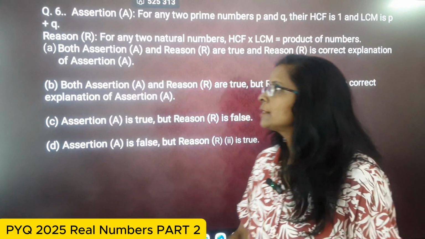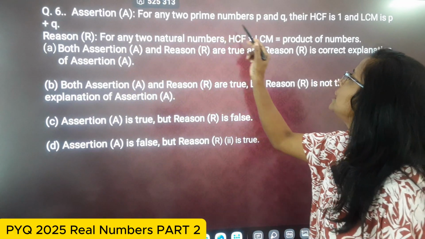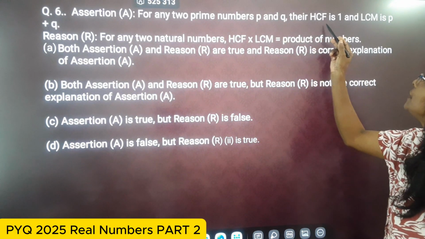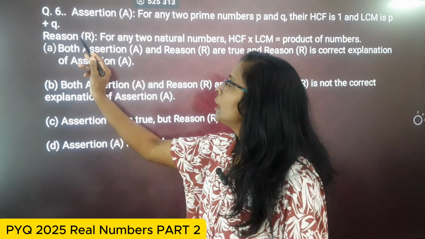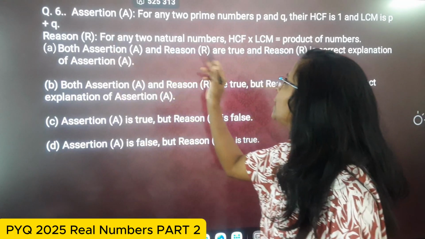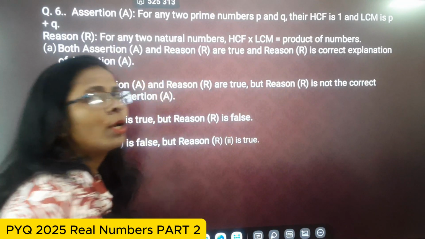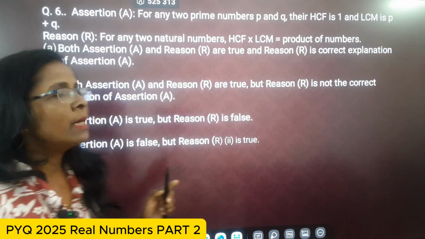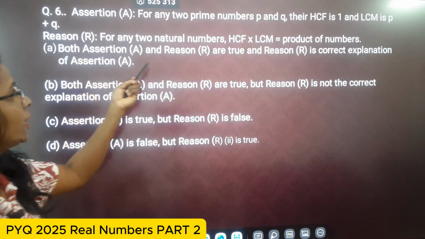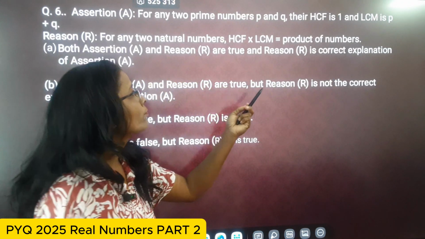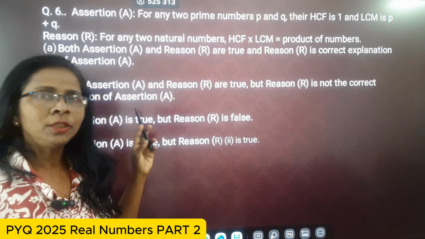Question 6, students. Assertion A: for any two prime numbers P and Q, their HCF is 1 and LCM is P plus Q. Reason R: for any two natural numbers, HCF multiplied by LCM is equal to the product of the numbers. The options are: A, both assertion A and reason R are true and the reason is the correct explanation of assertion A.